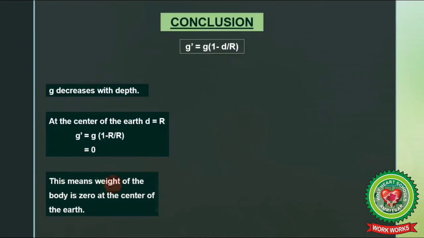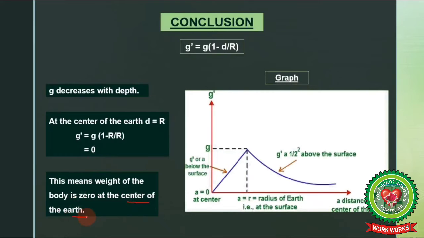This means weight of the body is 0 at the center of Earth. If you remember, weight is equal to mass into acceleration due to gravity, and if acceleration due to gravity becomes 0, then weight will also become 0 at the center of the Earth, right? Now let's see the graph showing variation of g with altitude and with depth.